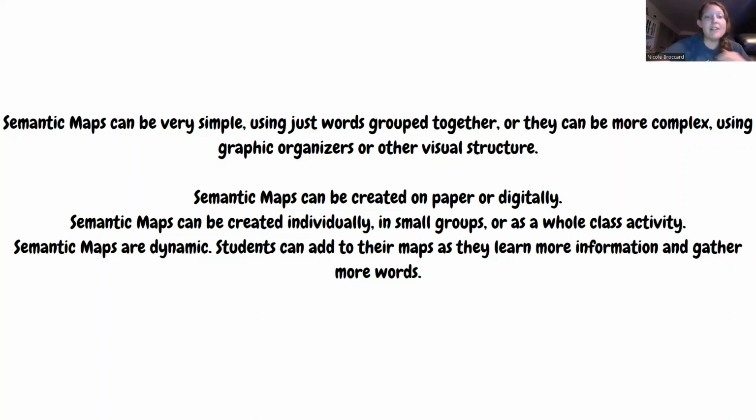Semantic maps, as we discussed previously, can be created individually with students working independently on their own, in pairs where they work with a partner, in small groups where they work with 3 to 4 students to come up with and collaborate with ideas together, or we could collaborate as an entire class and make it a whole class activity. Semantic maps are dynamic, and students can add to their maps as they learn more information and gather more words.